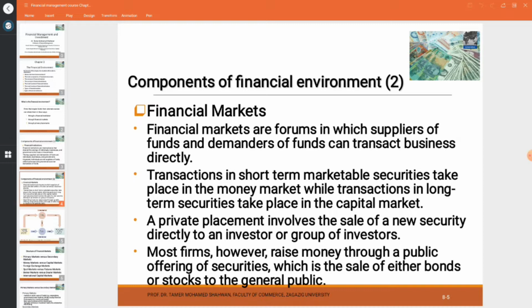But when we are going to use the financial market, we could use it through private offering or through public offering. What is the main difference between them? Private placement refers to the sale of a new security directly to a specific investor or a specific group of investors. But in the case of public offering, we are going to sell either bonds or stock to the general public, and this is the main difference between private placement and public offering. This is a very important thing to take into consideration in the financial market.